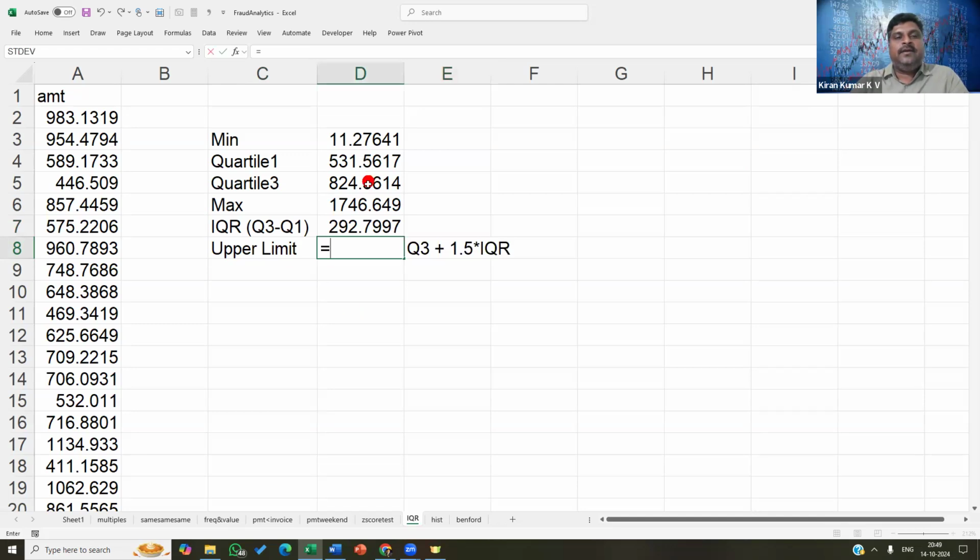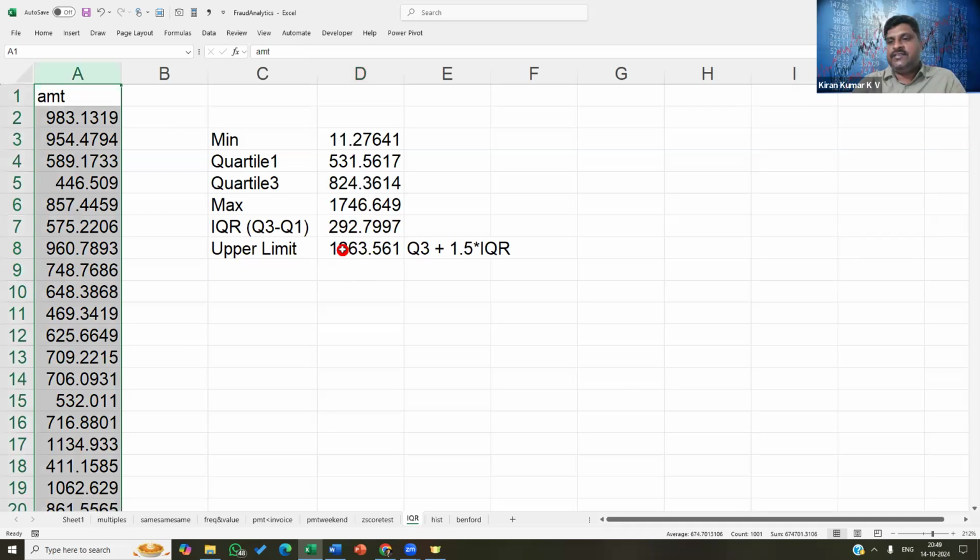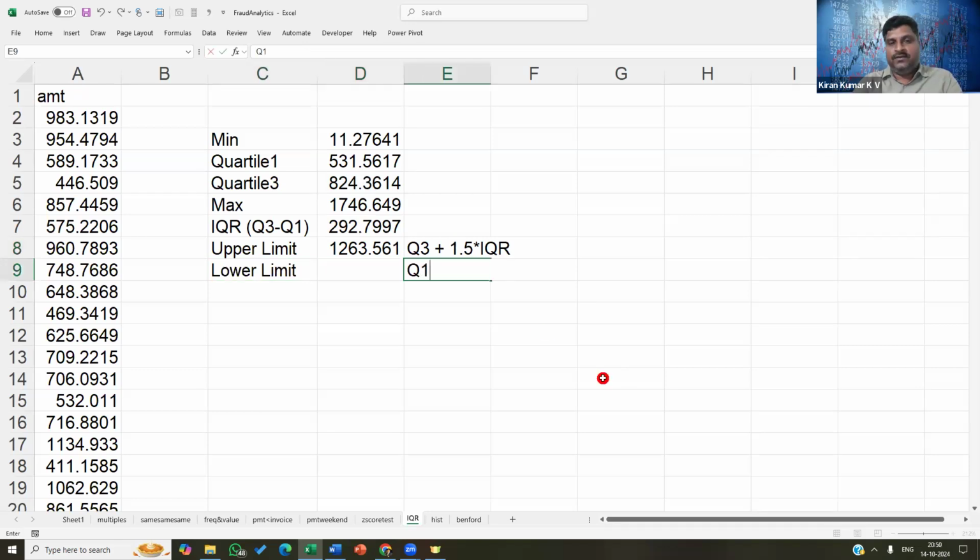Let me put that as a formula: Q3, 824, plus 1.5 times the interquartile range. So this is the upper limit. Any value in this column above 1263.561 is an outlier. Similarly, you can calculate the lower limit, which is Q1 minus 1.5 times the interquartile range. Any value below 92.3624 is also an outlier for me.